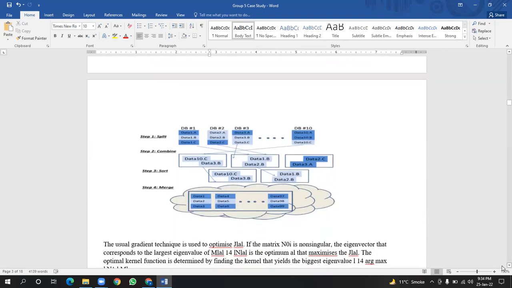So here you see the diagram where step 1 is to split the database, in step 2 we combine the database, in step 3 we sort the database, and the last step is to merge the database.